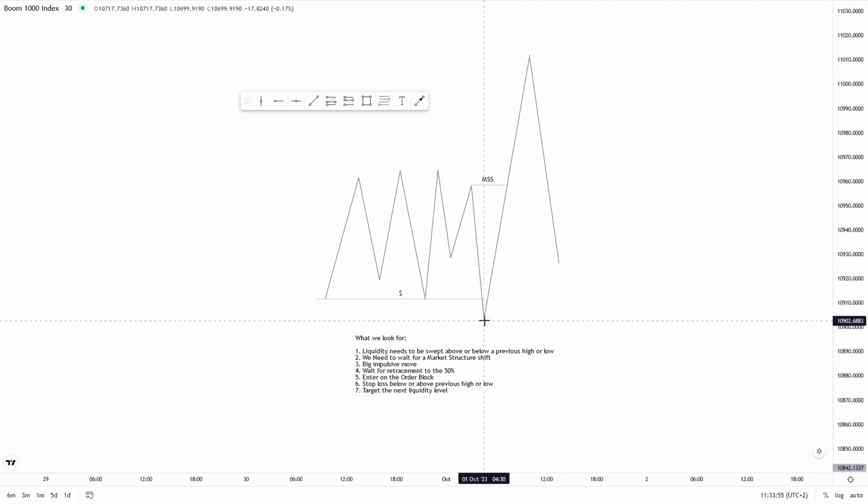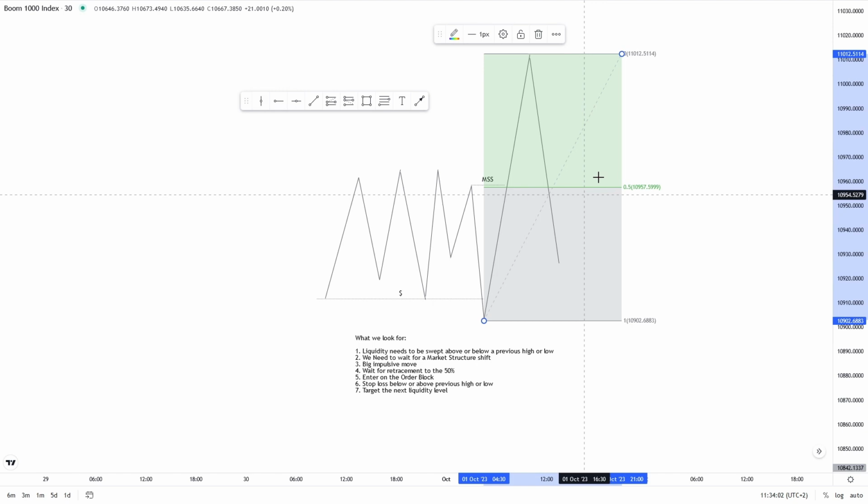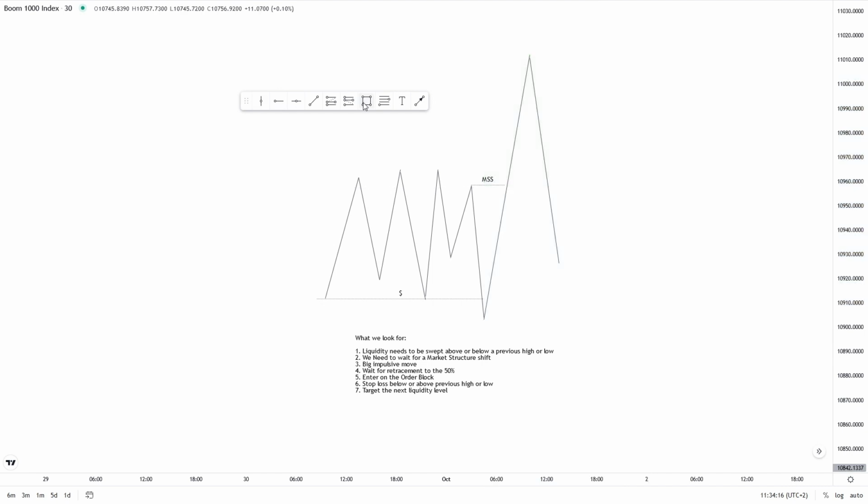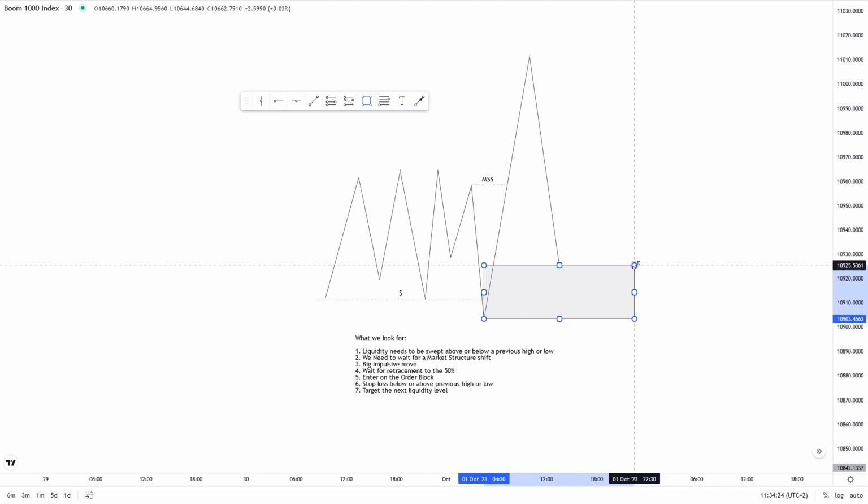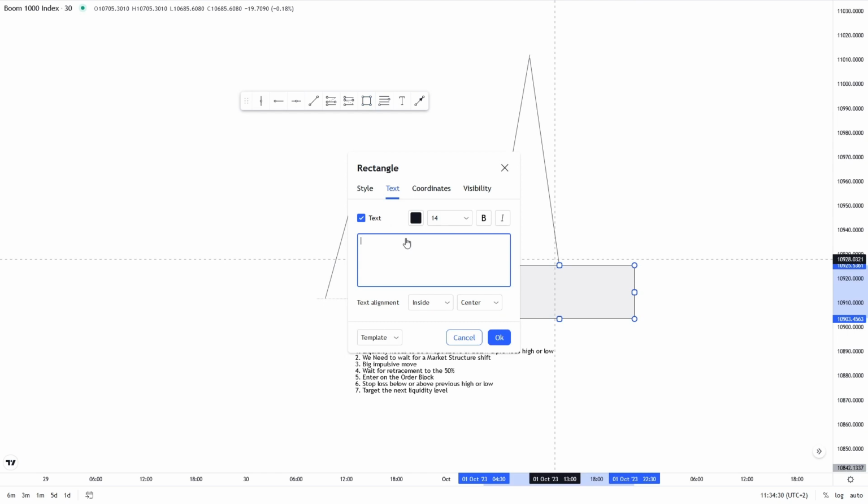So let's say this is your impulse from the low to the high. You want to enter anything below the 50% in the discount area. All right. So we wait for the 50%. Below the 50%, enter on an order block. So I found the order blocks work really well with the Boom and Crash pairs. So let's say this is your order block. All right, enter on the order block.